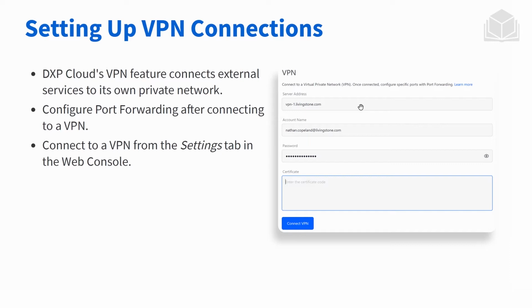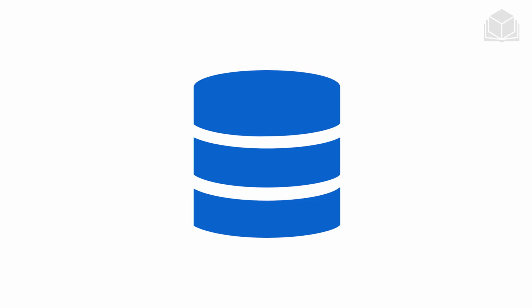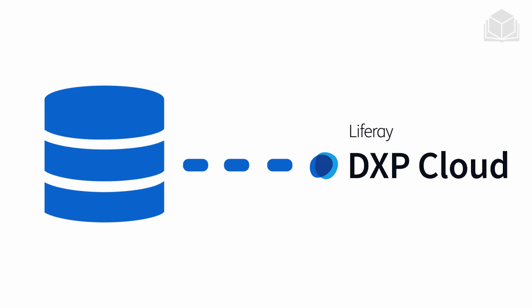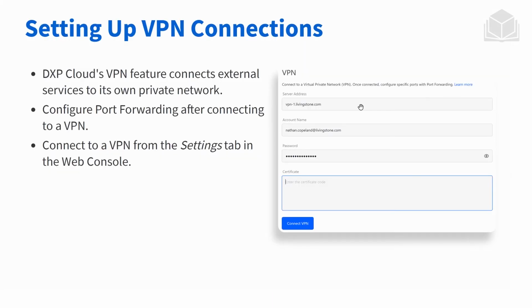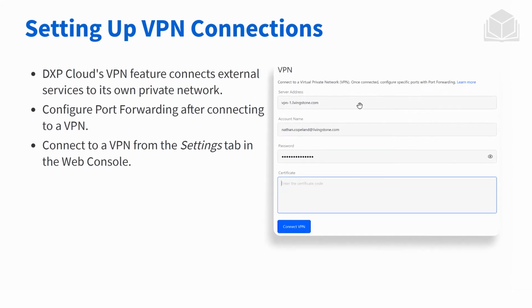Let's start off first with VPN connections. Let's say we have a database or some sort of external something within our own company, and we want to connect that with DXP Cloud. Within the web console of DXP Cloud, we can head over to VPN or settings, and that's where we can configure a VPN connection connecting DXP Cloud to the external service. Once we have that configured, we can then do some port forwarding, so you can configure traffic coming into DXP Cloud into a different port.